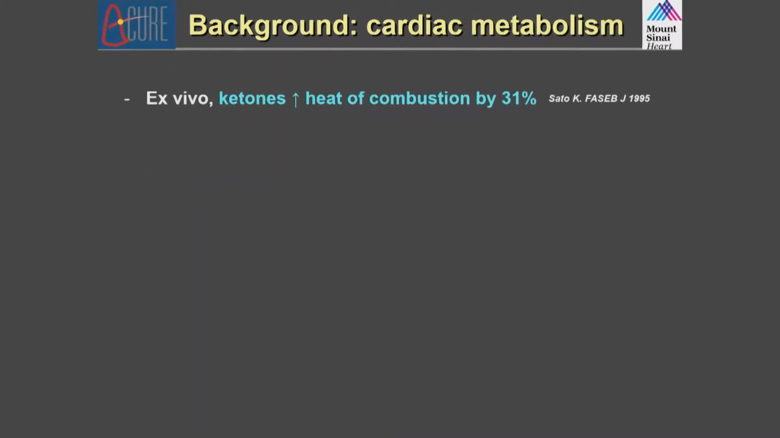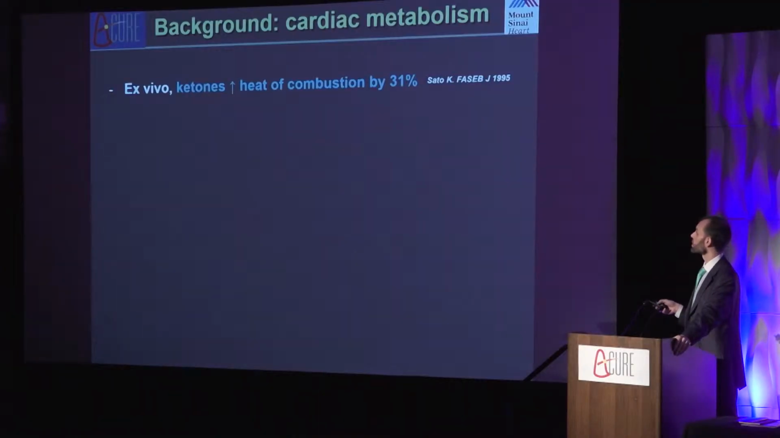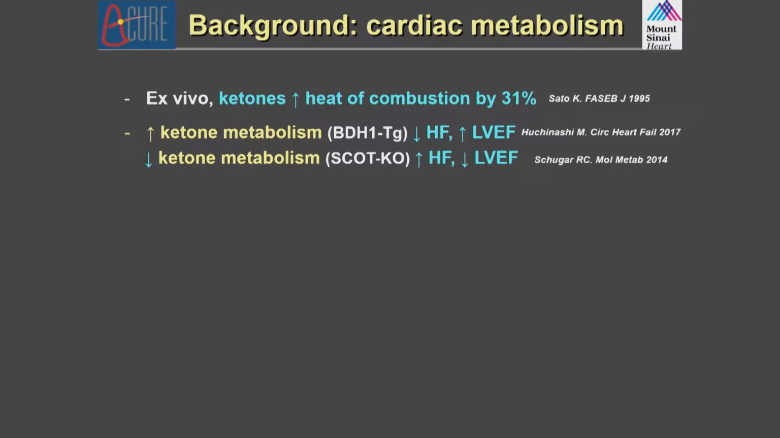Ketone bodies are also an important metabolite. Ketone bodies are the most energetically efficient metabolite for the heart, and in fact, in a working heart model, if we add ketone bodies to the perfusion, we see an increase in the heat of combustion by 31%. Also, if we enhance ketone cardiac metabolism, we'll see that heart failure in animals will improve and ejection fraction will go up, while conversely, if we impair ketone myocardial metabolism, even healthy animals will end up developing heart failure and reduced ejection fraction.